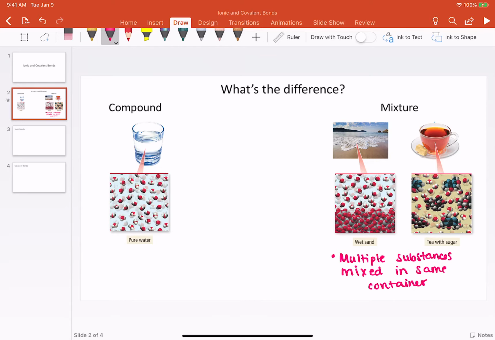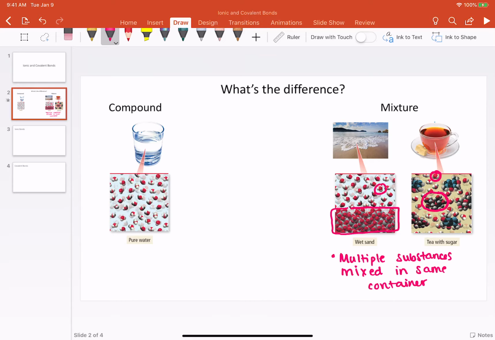So remember, we talked about the examples of wet sand or tea with sugar. Both of those are just multiple components all mixed together, but there are still distinctly different substances in all of those components. Like here you can see the H2O molecules with these molecules that I think are supposed to represent sugar. And then here we have our H2O molecules, and we have various sand particles down there. So different substances just all mixed together.